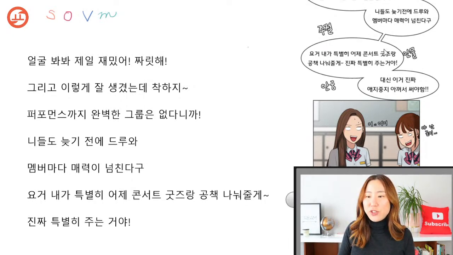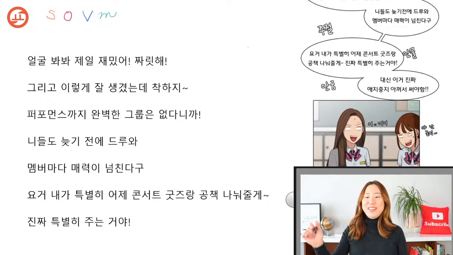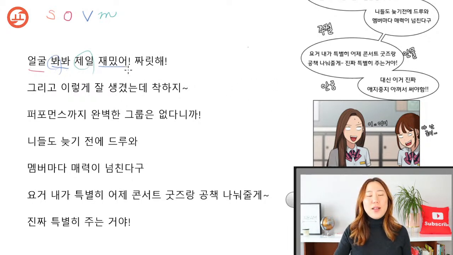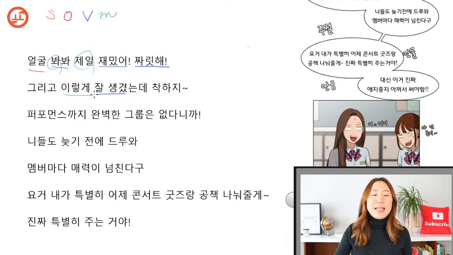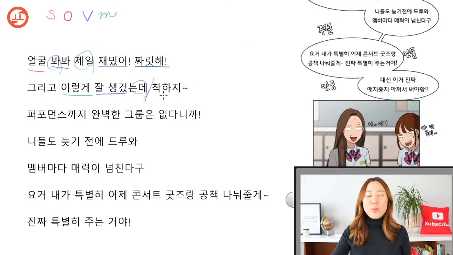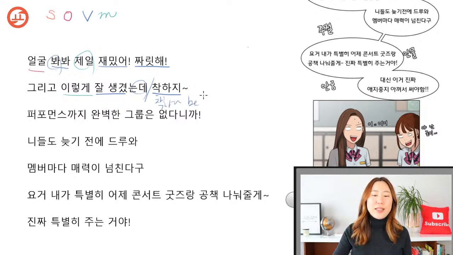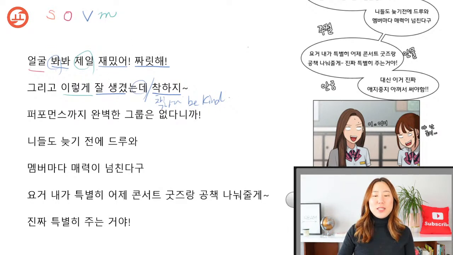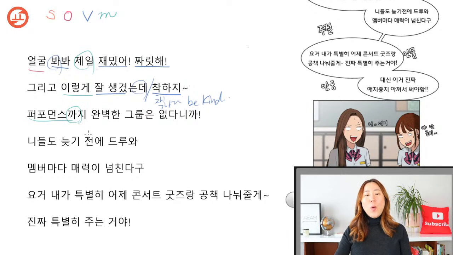You know, if you see here, it's a 주절 here. It's like blah blah blah. Okay, blah blah. 얼굴 봐. Take a look at the face. These boys, right? 봐봐. Look, try to look at it. 제일 재밌어. It's most fun. To be fun. 짜릿해. To be thrilling. 그리고, and like this. 이렇게 잘생겼는데, they're handsome like this. And 근데, either but or open conversation, they're what? Also kind. 착하다. Kind. To be kind. I guess it's hard to have both qualities at the same time. You're handsome and also kind. 퍼포먼스까지 is performance. Even the performance. 완벽한 그룹은 없다니까.